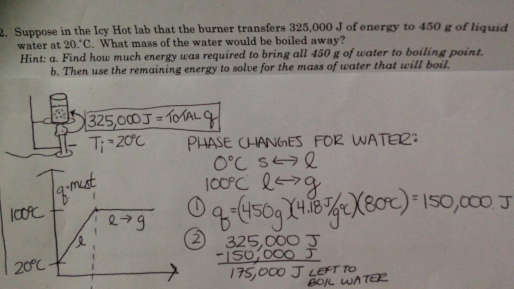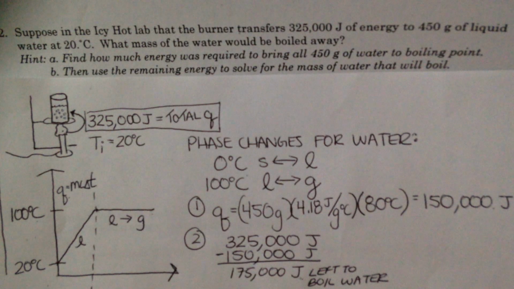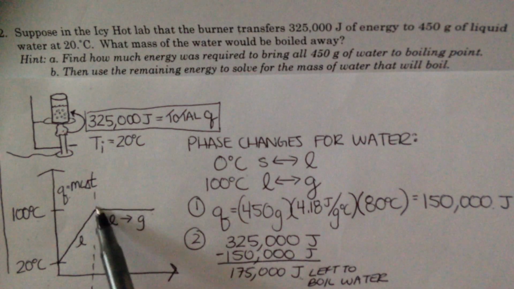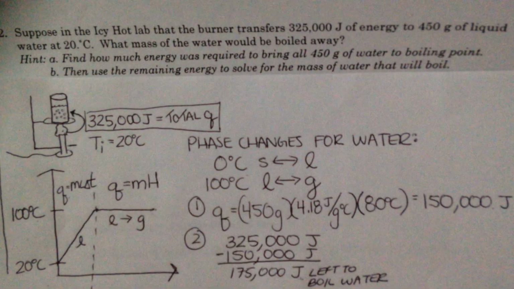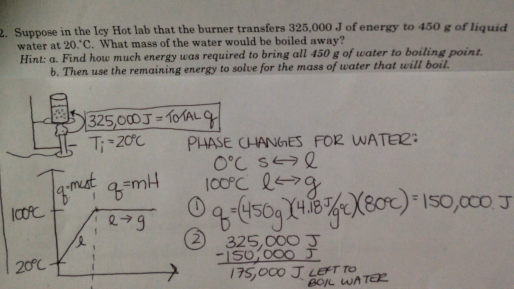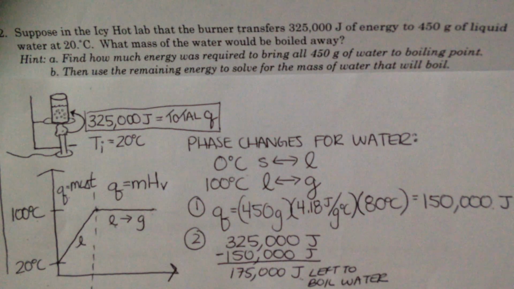Now I gave you a hint to solve for the final mass. You're going to use this energy to solve for how much mass of the water will boil. So we need to solve for mass in our equation. Oh, but what equation are we going to use? Well, from here to here we have a phase change. So we know we're going to use Q equals mH. But are we going to use the heat of vaporization or the heat of fusion? If we're going from a liquid to a gas, we're going to use the heat of vaporization.